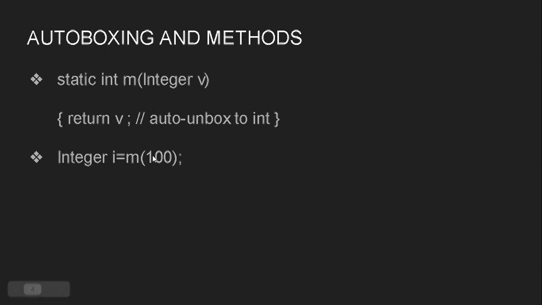Okay, and in much the same manner here I can write Integer i = m(100). In this particular statement return v, it is automatically unboxing. In this statement Integer i = m(100), it is going to automatically box this particular value inside i. The value of 100 is going to be boxed inside i. So that is what this particular method is going to do. This particular method is going to perform auto unboxing, and this particular statement Integer i = m(100) is going to perform auto boxing.